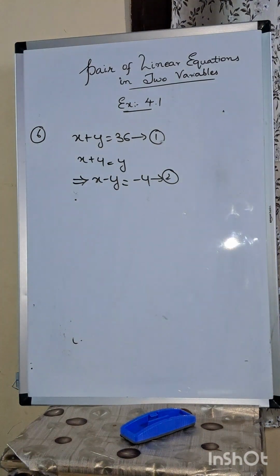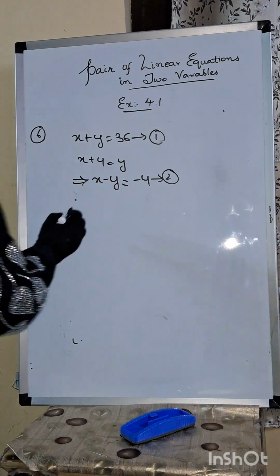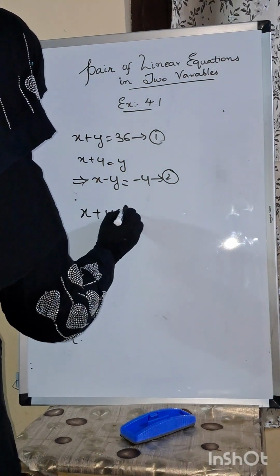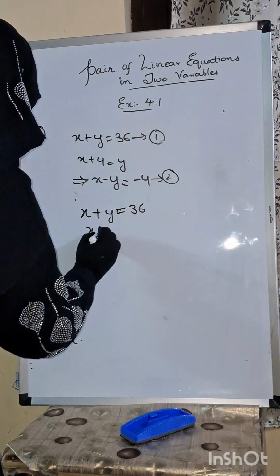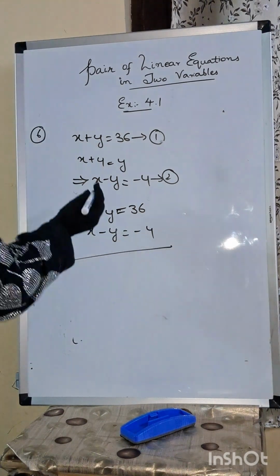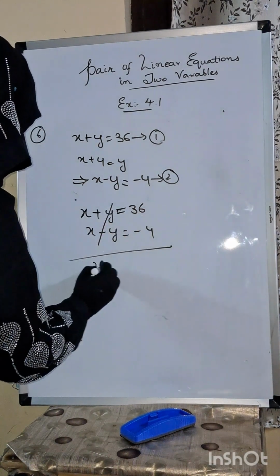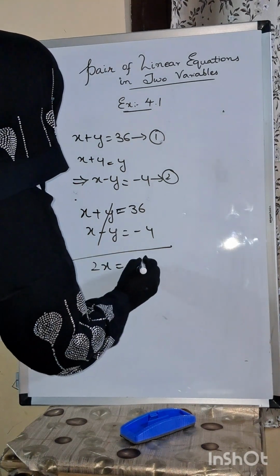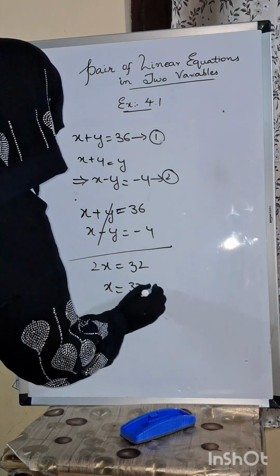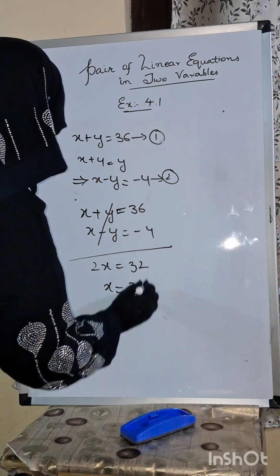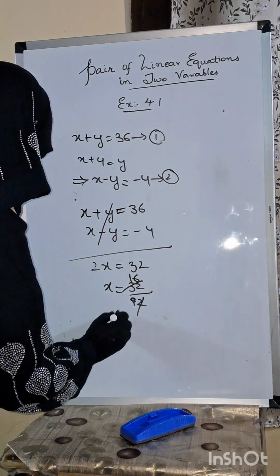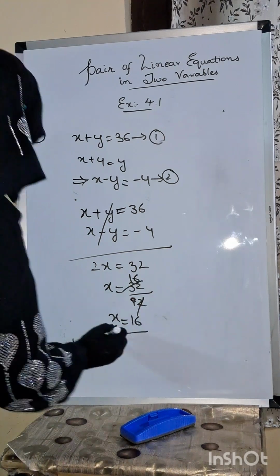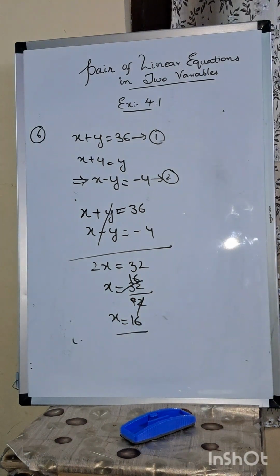Now in this we need to find out the value of x and y. We can go for any graphical method, elimination method or substitution method. In this question let us do the elimination method. Elimination means x plus y is equal to 36 and x minus y is equal to minus 4. As the signs are already opposite, y will get cancelled. X plus x, 2x, 36 minus 4 is how much? 32. So x is equal to how much? 32 by 2, that is 16. So the value of x is 16. Okay, right?